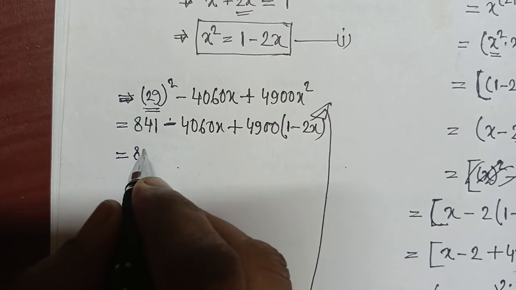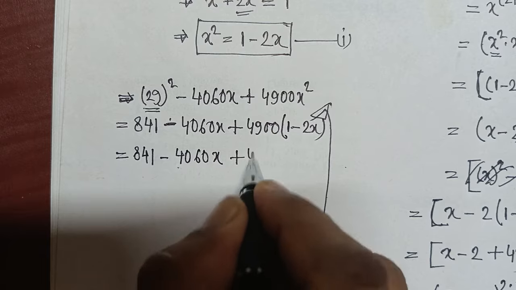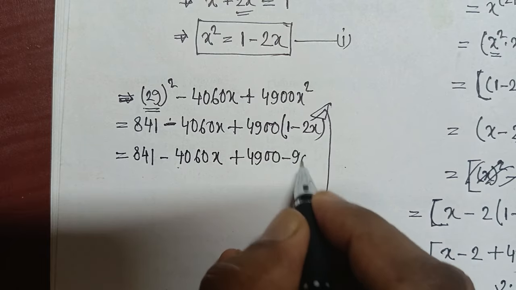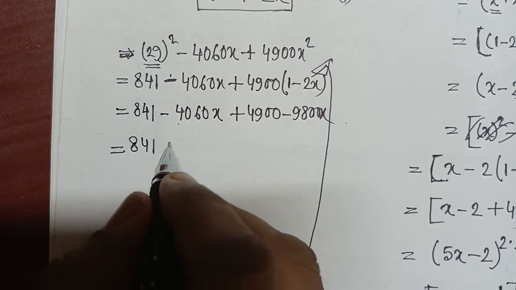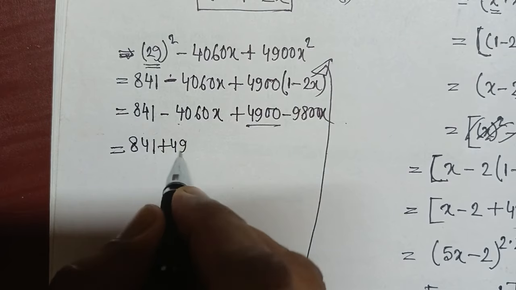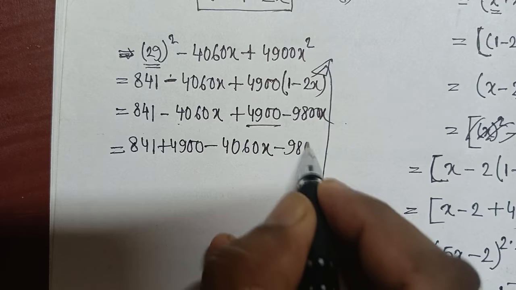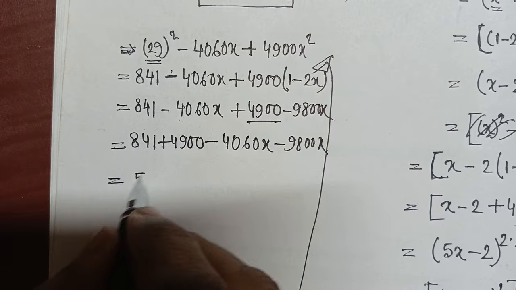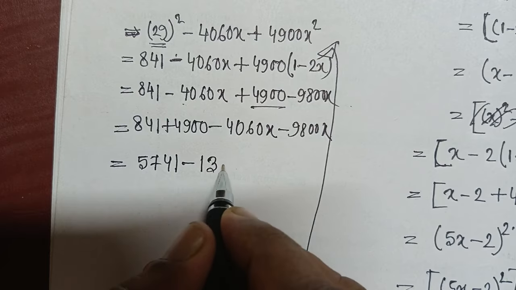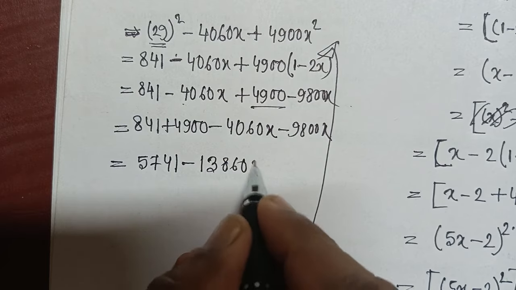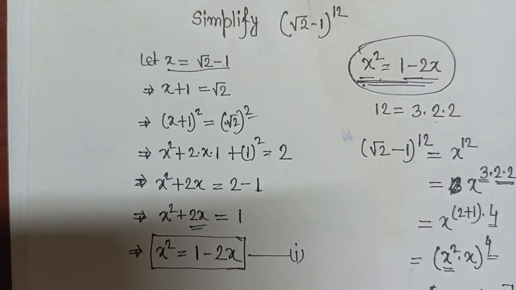That equals 841 − 4060x + 4900 − 9800x. Now we get 841 plus 4900, which is 5741, minus 4060x minus 9800x, which is 13860x. Now we already let x = √2 − 1.